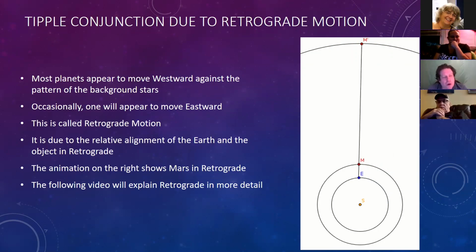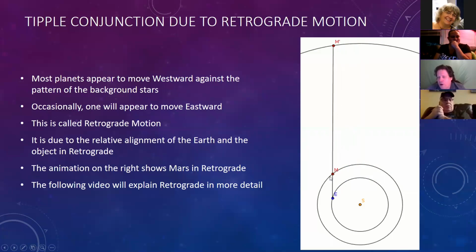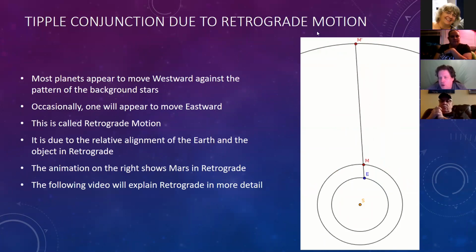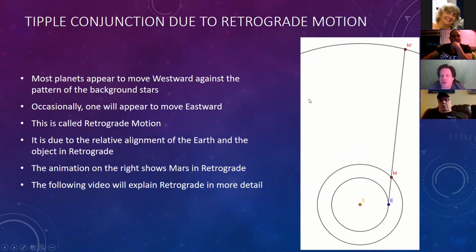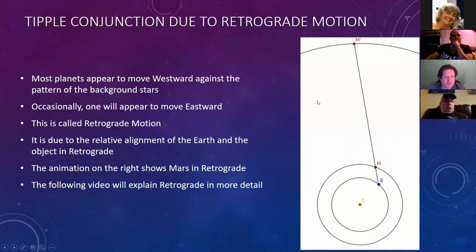This retrograde motion is due to the relative alignment of the Earth and the object in retrograde. And so if you take a minute and let this animation absorb, the relative position of Earth and Mars against the background stars makes it appear to do this weird zigzag or retrograde motion.